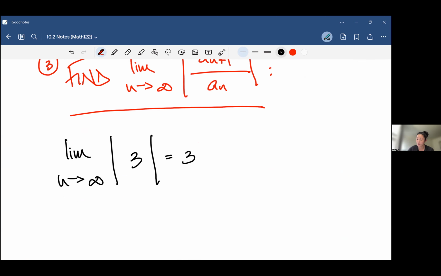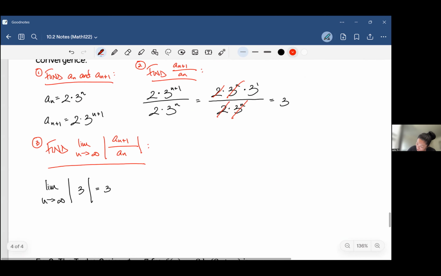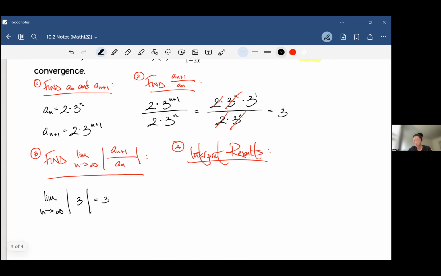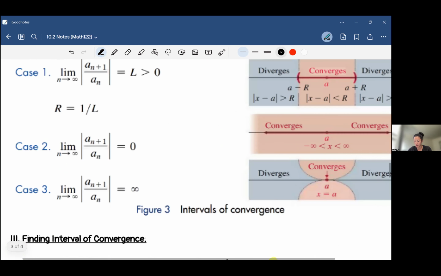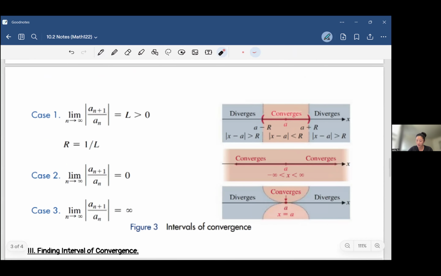Fine and good that we can do it, but maybe the most important step is we have to interpret our results. So I got a number. I got 3. Let's go back to our chart at the top of the other page. It's not infinity, so it's not case 3. It's not 0, so it's not case 2. But we got a number, so it means that we're in case 1.